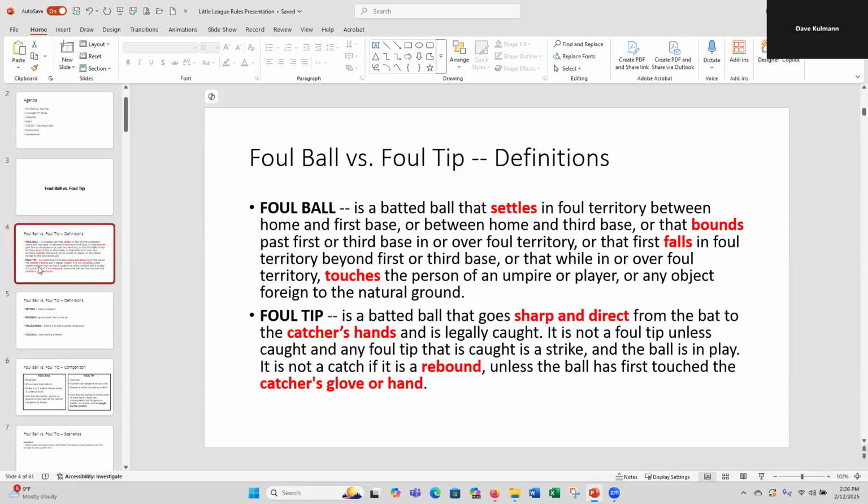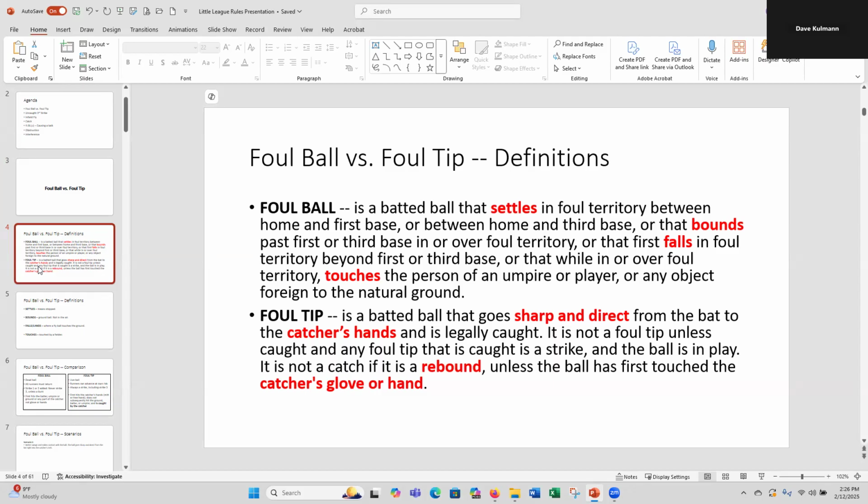Okay. So first, let's just get to the definitions, because anytime that you have a question with a rule, getting to the definitions is always a great way to go. So these are the exact definitions. I am going to read them. Most of the presentation, I don't read language, but a couple definitions I will.